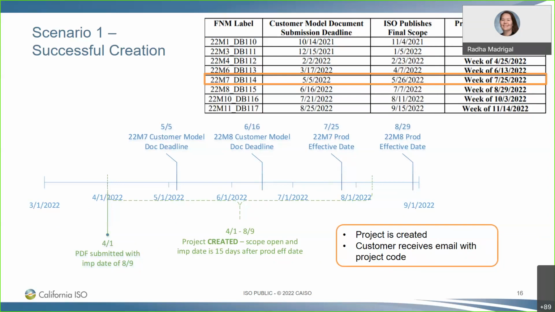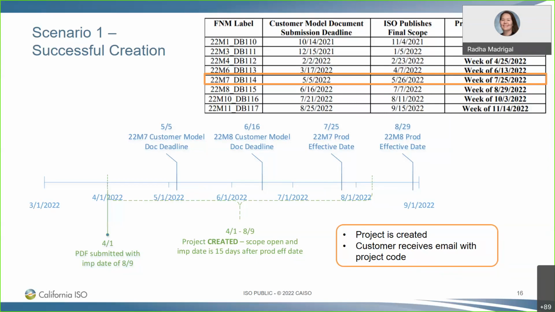And I'm saying in this particular example, the customer submits the project details form on April 1st and has an implementation date selected of August 9th. Based on the criteria, we're looking at the customer model build submission deadline. That deadline is May 5th. April 1st is before that, so it meets that criteria. The second criteria checks the model build production deployment date and makes sure that the implementation date is at least 15 days after that production effective date.